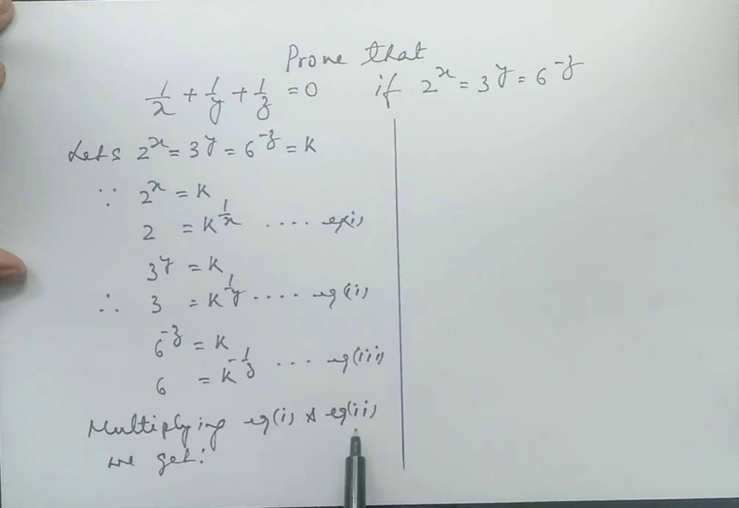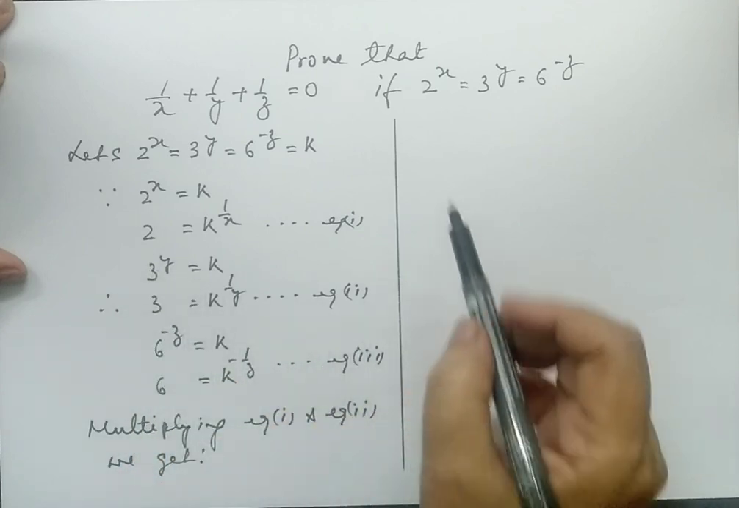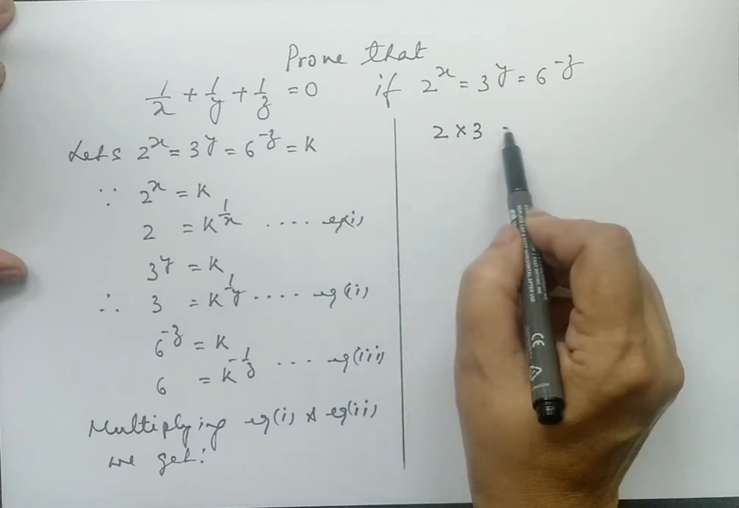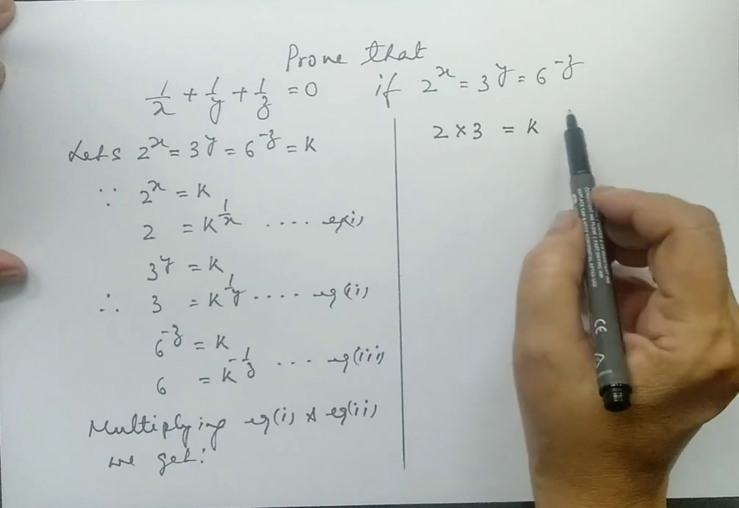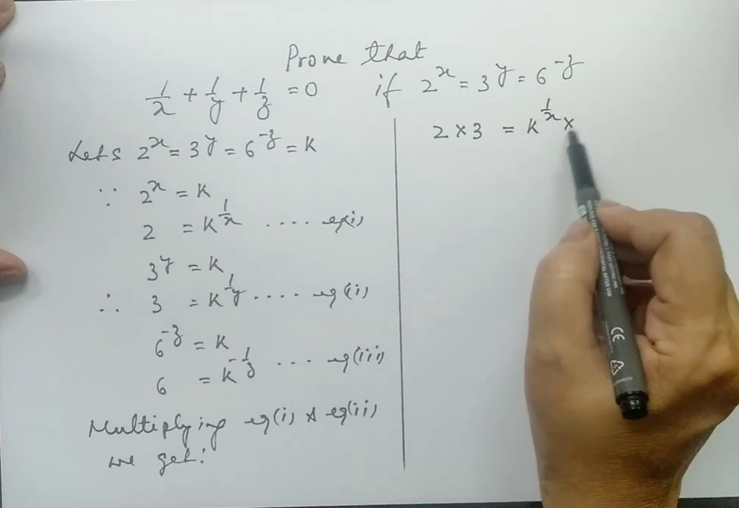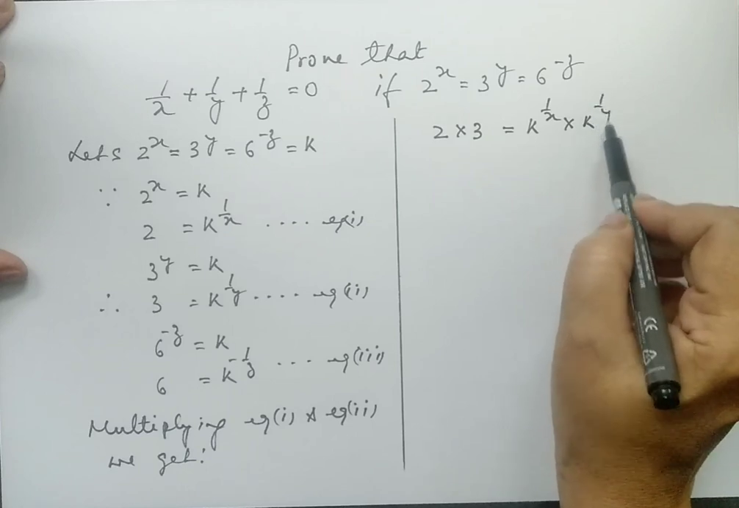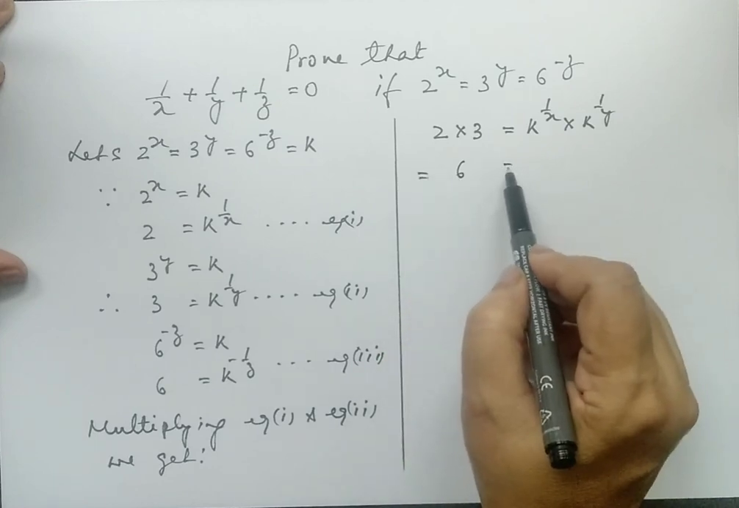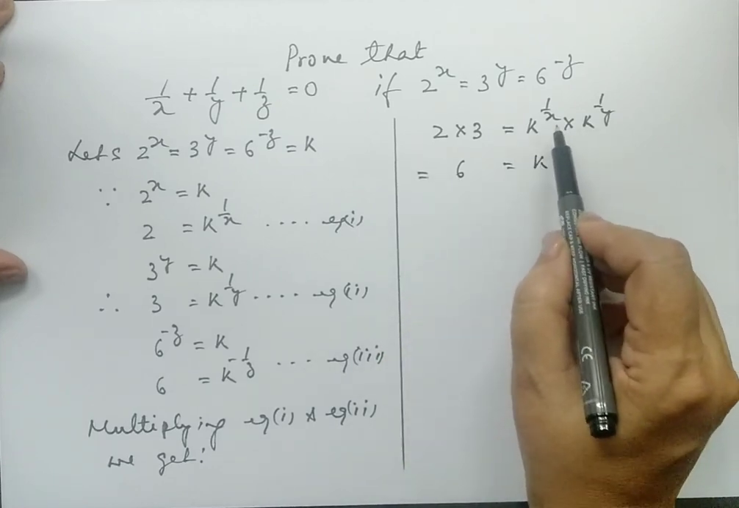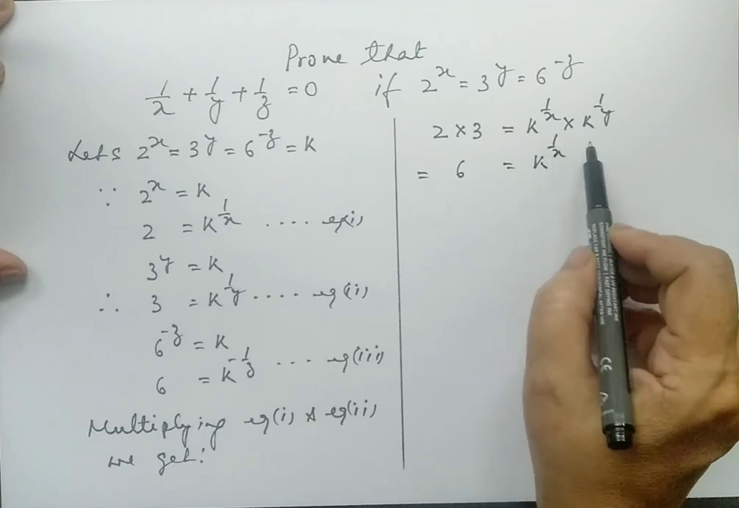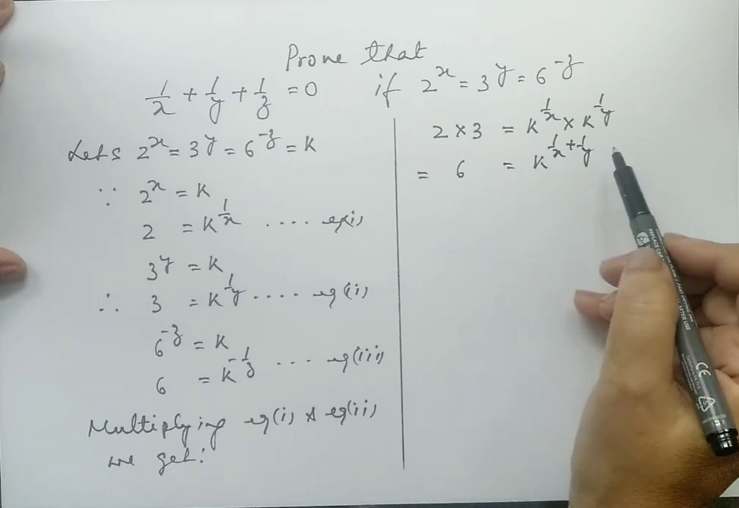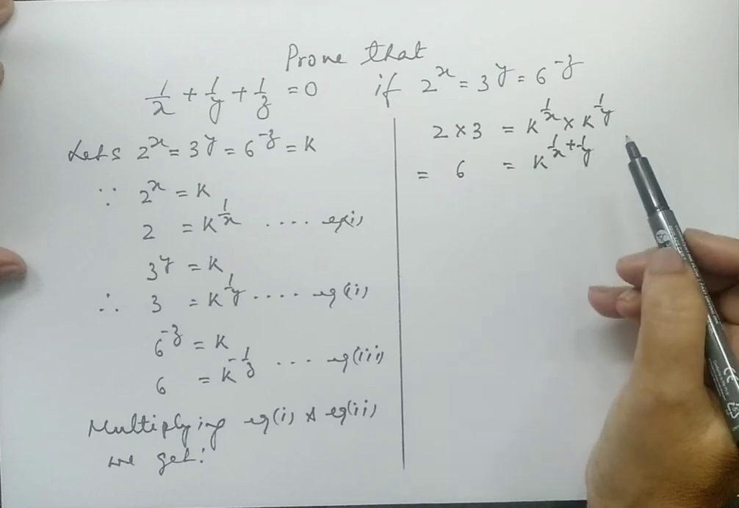Multiplying equation 1 and equation 2. This is my equation 1 and this is my equation 2. If we multiply on the LHS, that is left hand side, we get 2 into 3, and on the right hand side we have k to the power 1 by x multiplied by k to the power 1 by y, which means we'll get 6 over here and here, because the bases are the same, so we add up the powers or the exponents, or you can call this a rational exponent because it has a numerator and a denominator.